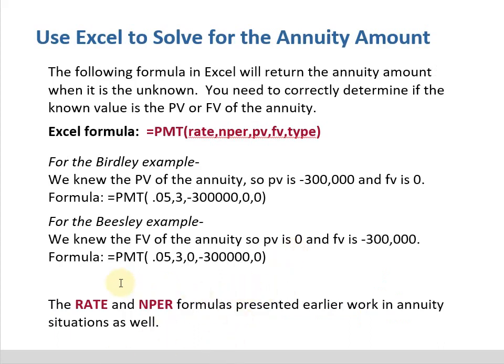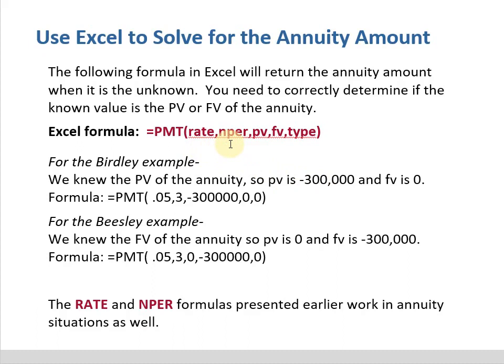If you want to use Excel to solve for the annuity amount, you'll want to use the payment function. So this is what the payment function would look like. You're already familiar with our input types here. As you recall, in the Birdley example, we knew the present value of the annuity. So PV here would be minus $300,000. You would put 0 in for future value and 0 in for type. Put in your rate and number of compounding periods, and Excel will compute the annuity amount for you, and it should match what we computed earlier.